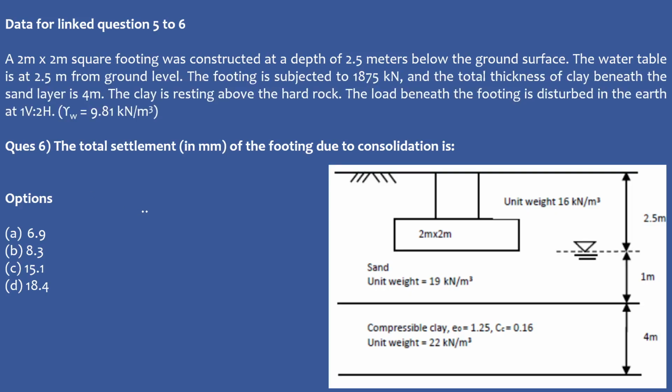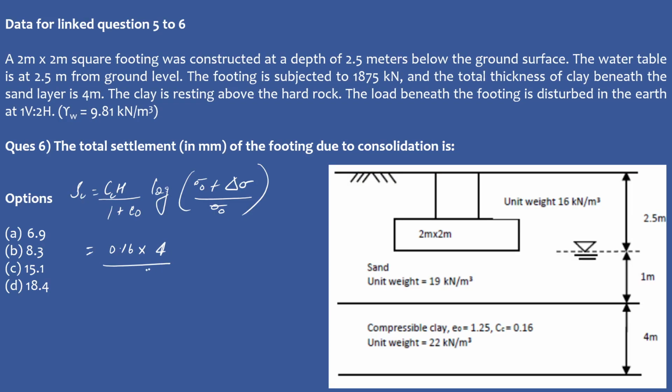So you need to calculate the total settlement of the footing. It's given by Sc = Cc H / (1 + e naught) log of (sigma naught + delta sigma) upon sigma naught, right? Your Cc value is given to you, which is 0.16, the height is 1.0, and 1 plus 1.25.